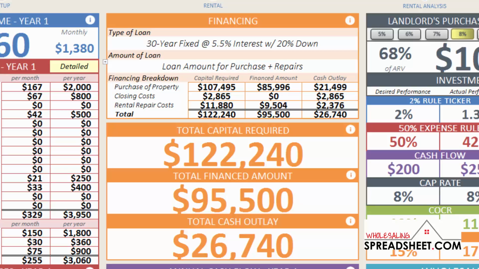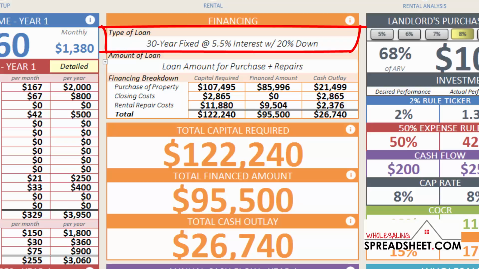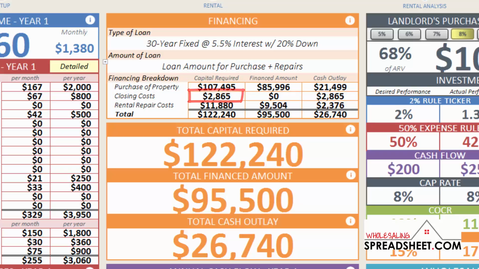property. In this scenario, the property is receiving a loan amount for the property acquisition and repair costs with a 30-year loan term at 5% interest with 20% down. The financing breakdown calculates the total capital required for property acquisition, upfront closing costs, and repair costs, and determines how much will be financed through a loan and how much will be paid for with cash out of pocket.